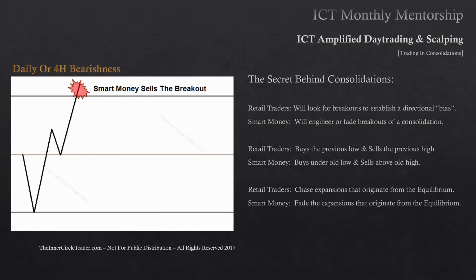So we want to see consolidations and a rally outside of that consolidation to entice retail or less informed traders to buy, thinking they're buying strength. When that higher time frame, daily or 4-hour order flow, is going to cause the lower time frames to be subordinate to those higher time frames. So we're going to be doing the same thing as the smart money. We're going to be selling those breakouts in consolidations.